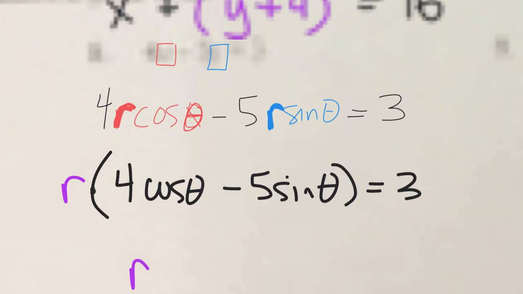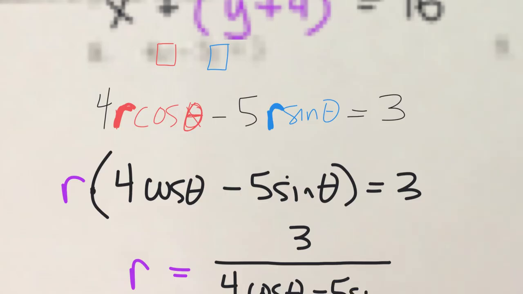How do I get rid of multiplication? By dividing. I divide 3 by this whole entire expression. And you don't have to do any other simplifying other than that. We have r equals. That's good enough for math.